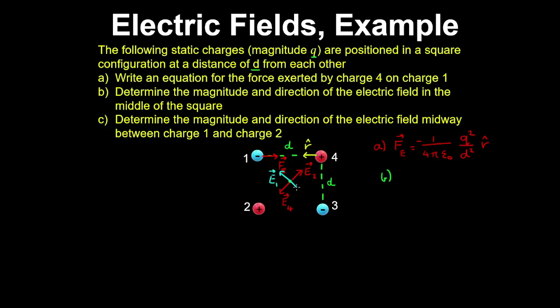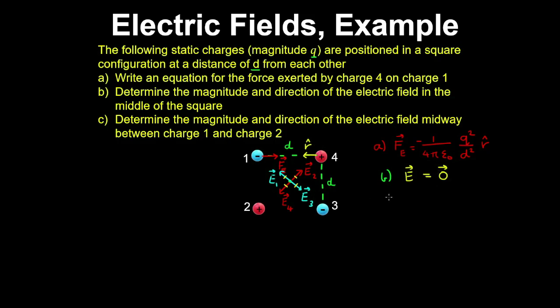And similarly for charge 3, because they're negative charges. So therefore, these two vectors will cancel each other out, and so will these two vectors, because the charges all have the same magnitude according to the problem. So therefore the net electric field in the middle of the square is 0. And note that it's a vector.